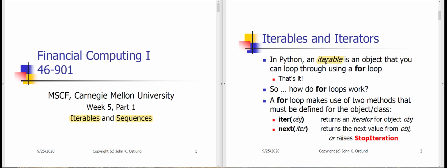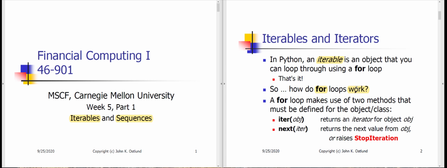Okay, so basically, conceptually, an iterable is something that you can loop through using a for loop. It seems kind of trivial, but that basically is the definition of an iterable in Python. If you can loop through it with a for loop, it's an iterable. Now, there are things that support that behavior that are alternative ways of describing whether something is an iterable or not. All right, so let's take a look at how these for loops actually work.